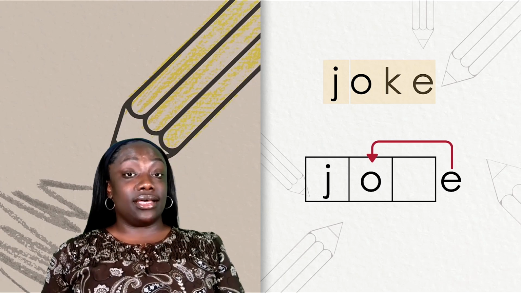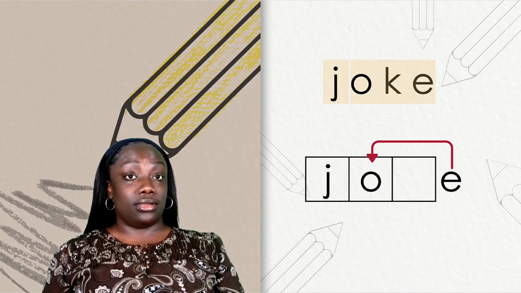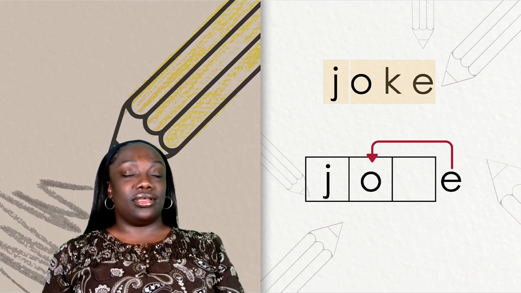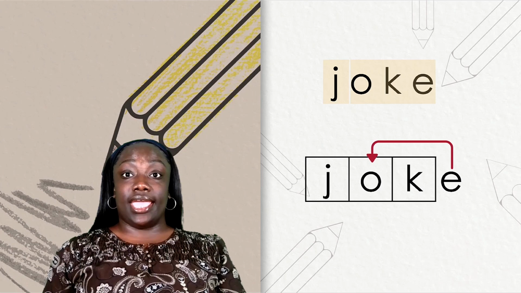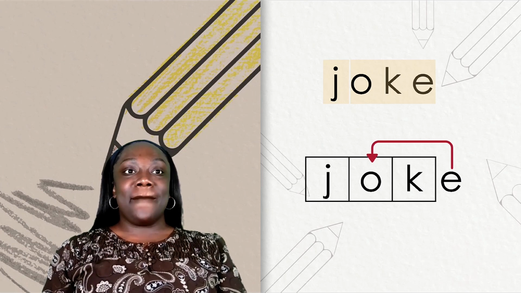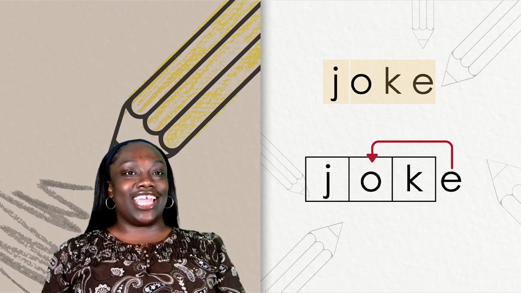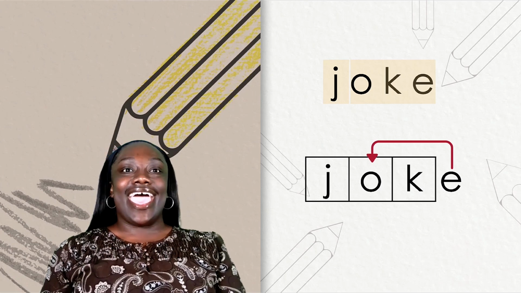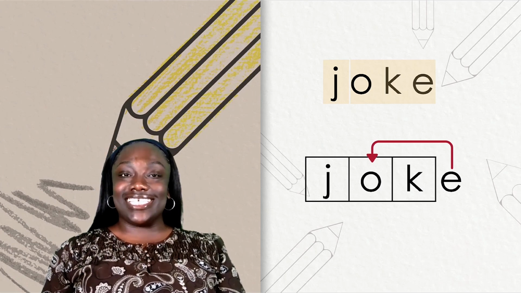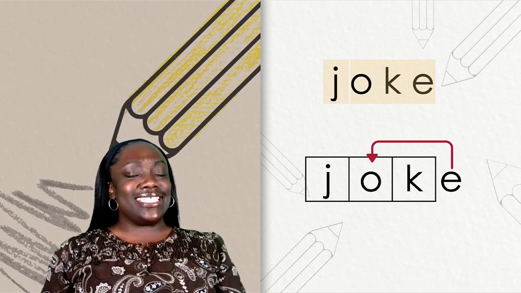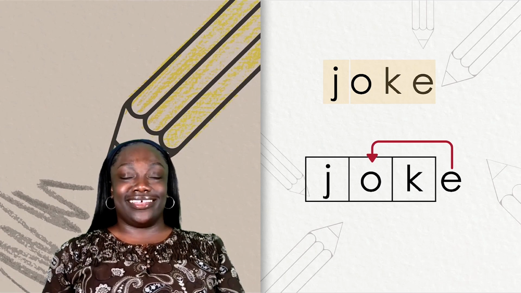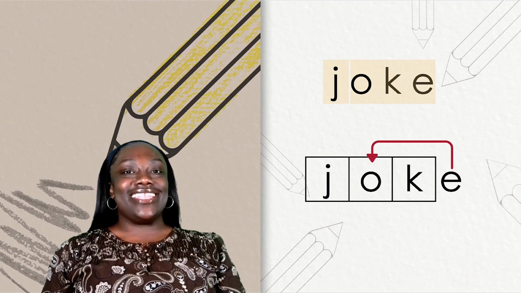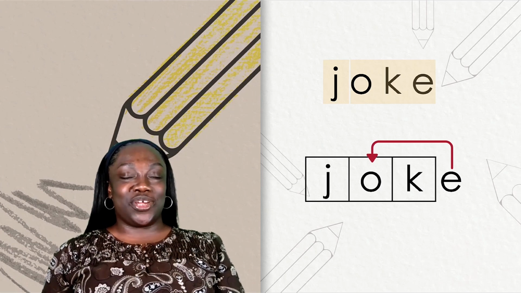What letter makes the K sound? It could be the letter K or the letter C, but in this word, we'll use the letter K. And last, you'll see our silent E. It's not in a sound box because it does not have a sound. Now write the word joke on your paper.